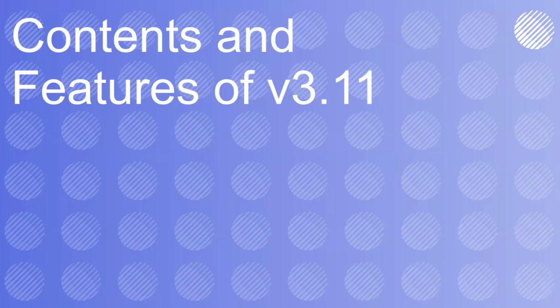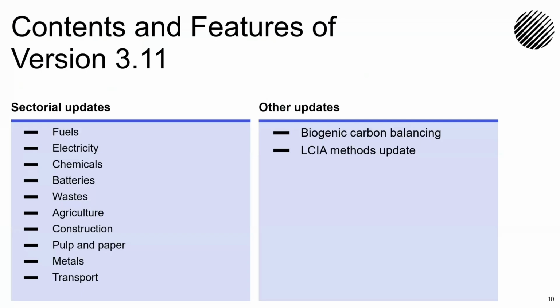Now comes the main topic of today's webinar. I will be explaining what are the main updates for version 3.11. So first, here's a list of the sectors for which we have published new and updated data for this new version. So you can see here the sectors on the left-hand side. In addition to those updates, we have also made some improvements related to life cycle impact assessment methods, which I'll be describing at the end.